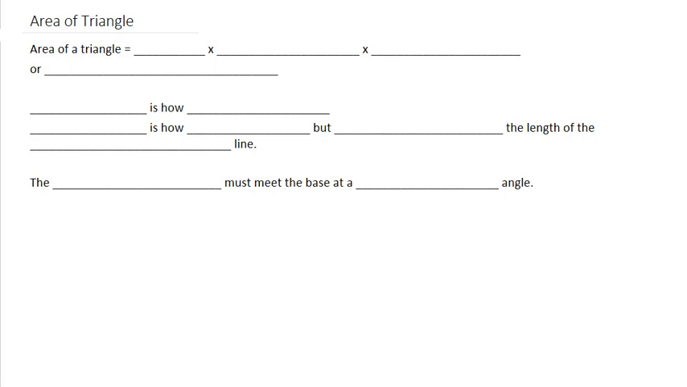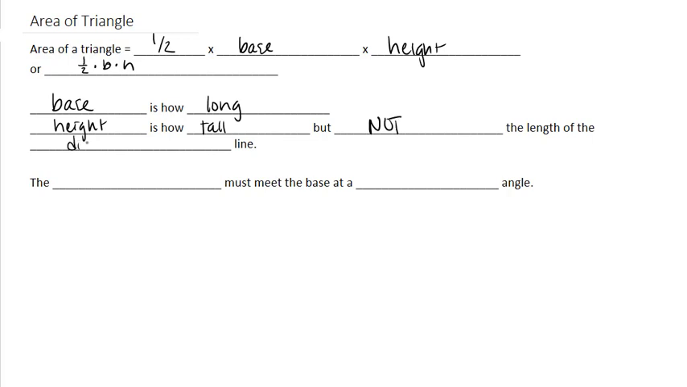Area of a triangle. The area of a triangle is 1/2 times base times the height. Or it can look like this, 1/2 times b times h. Now the base is how long, and the height is how tall, but it is not the length of the diagonal line.